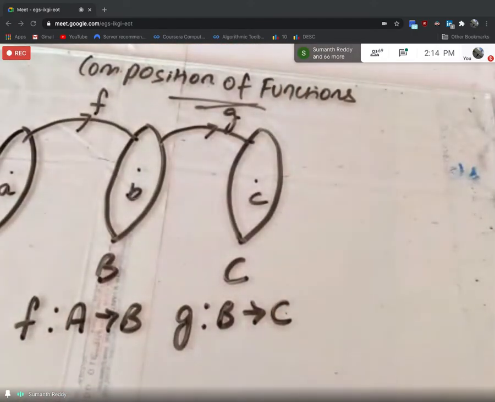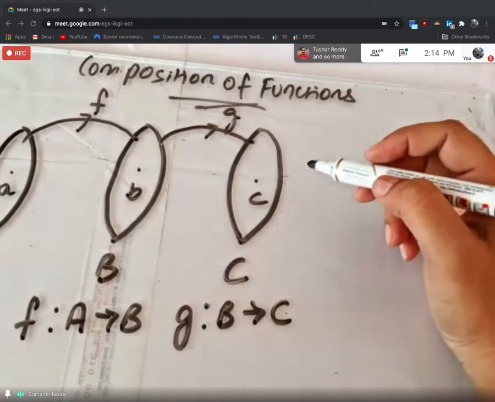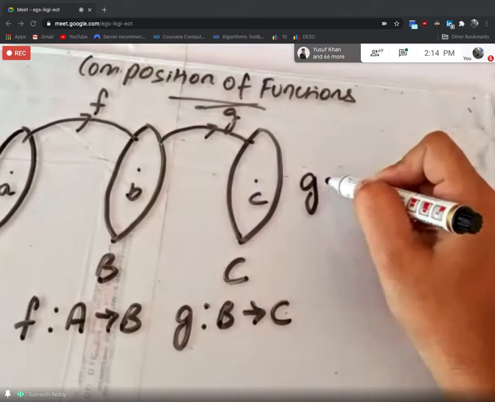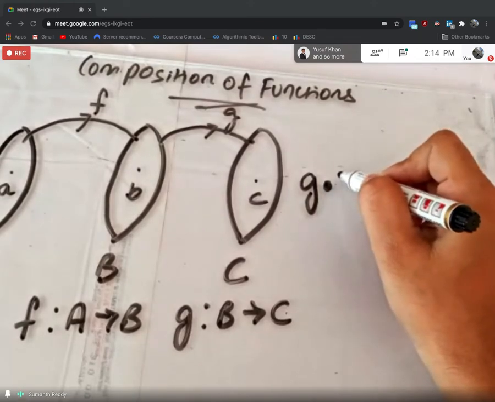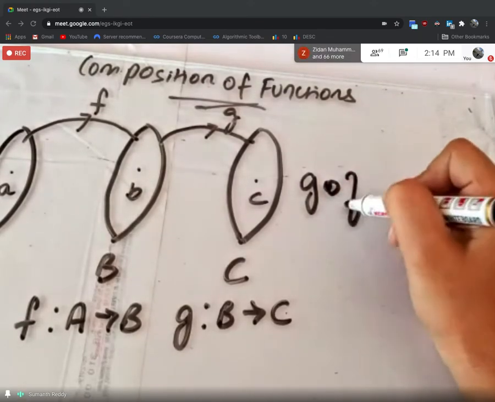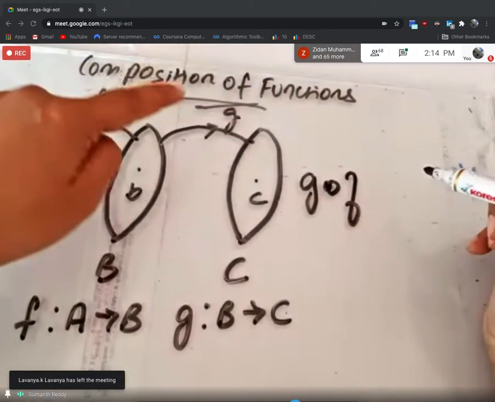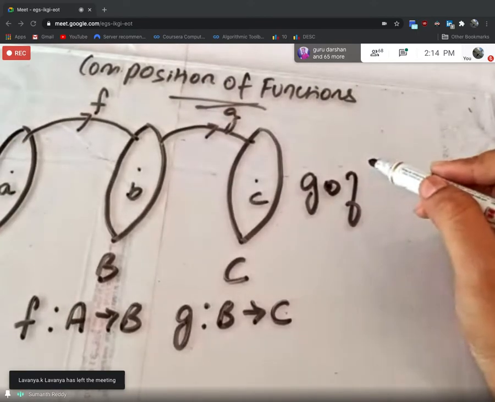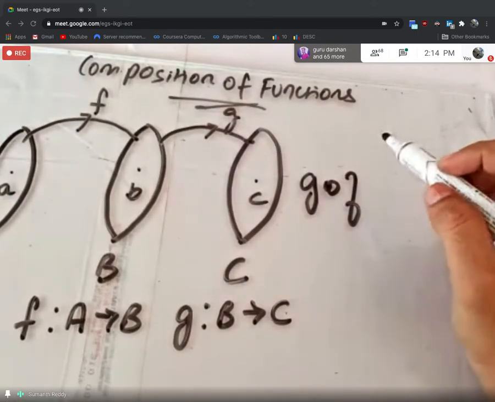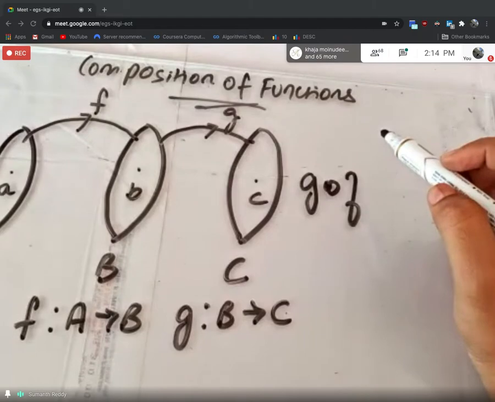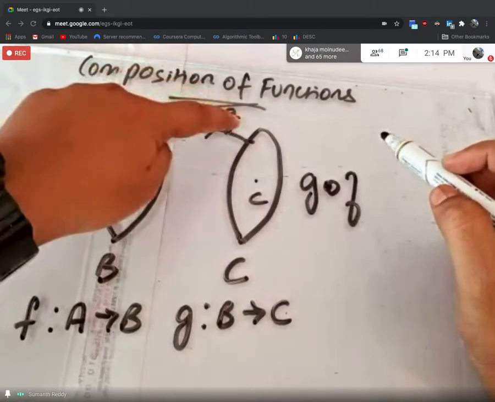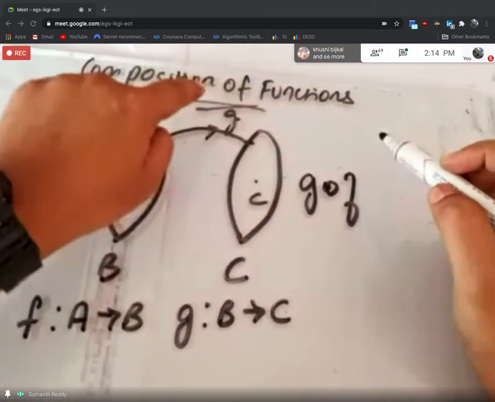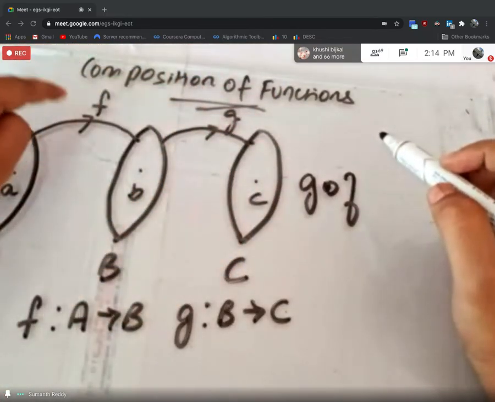Now the composition symbol you already know, right? It is represented by using the small circle. When you are telling the composition, always you have to start from the end. You cannot say f composition of g. Always you have to say g composition of f. Why is that? I will tell you the reason. With respect to relations, it is fine, you can say f composition of g, but with respect to functions, always you have to tell from the last. So this will be g composition of f.